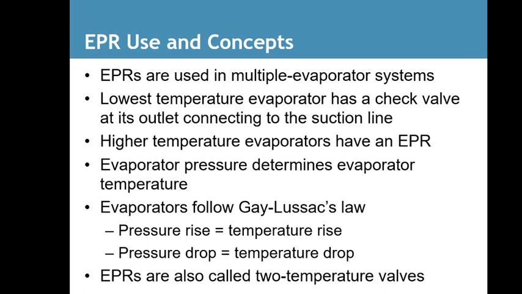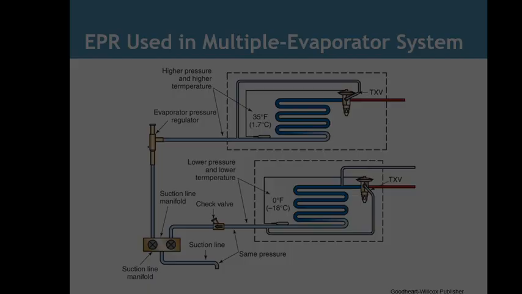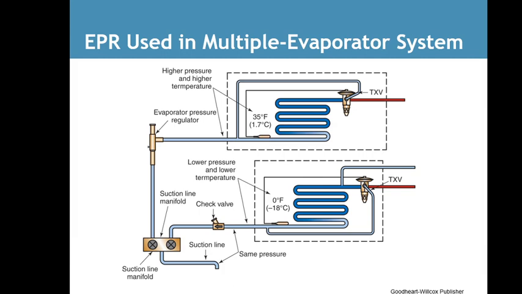Evaporator pressure determines evaporator temperature. Evaporators follow Gay-Lussac's law. Pressure rise equals temperature rise. Pressure drop equals temperature drop. EPRs are also called two-temperature valves. This diagram you could see on page 590 and 591. A little bit easier to read on those.